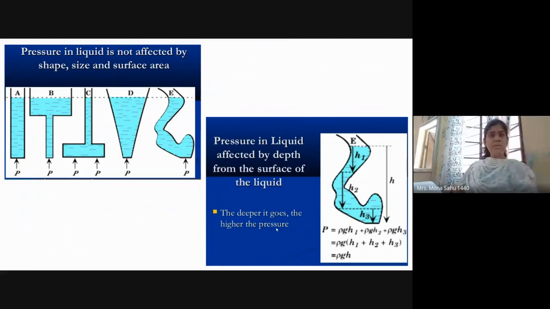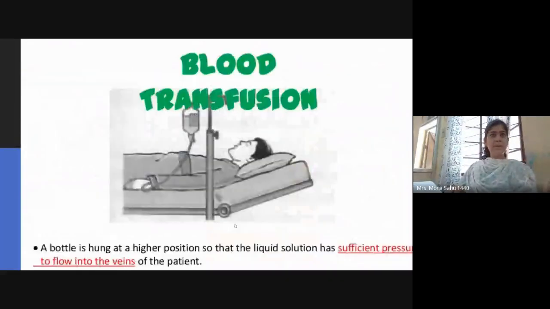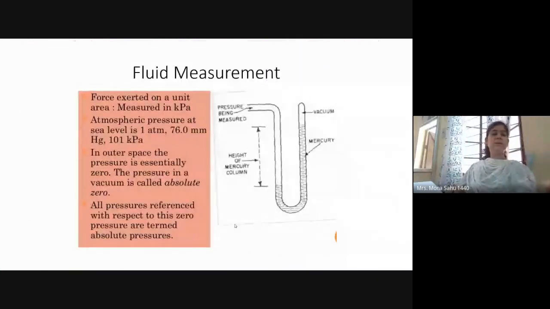Deeper you go, more is the pressure. Okay, so that is the main point we learned in the last class. So today's class we will go ahead and learn about pressure measurement. Okay, so how do you exactly measure the pressure in the fluid?